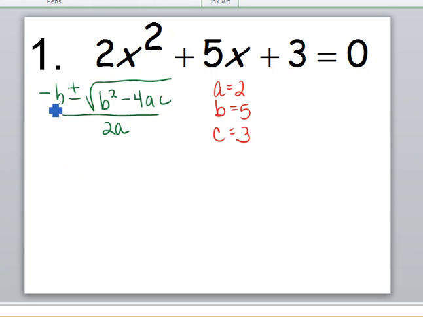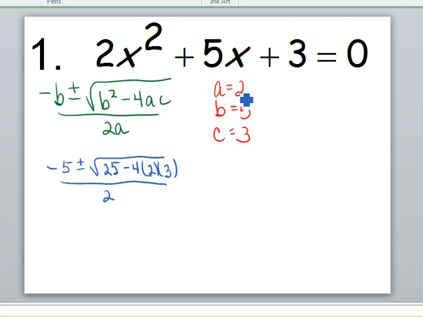So it's -b, so I have a -5 plus or minus the square root of b squared, 5 squared. 5 times 5 is 25. Minus 4 times A, which is 2, times C, which is 3, all over 2 times A, which is 2. Now it's just plain simplifying. So I've got -5 plus or minus the square root of 25 minus 8 times 3, which is 24, all over 4.